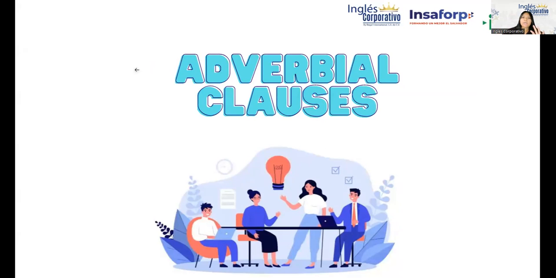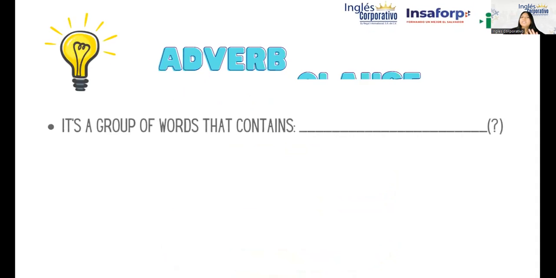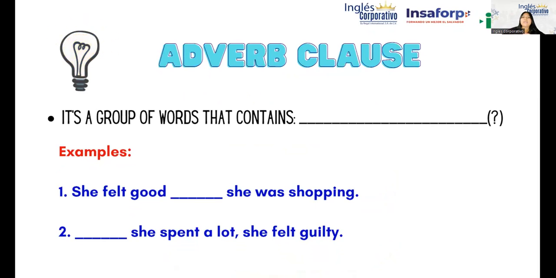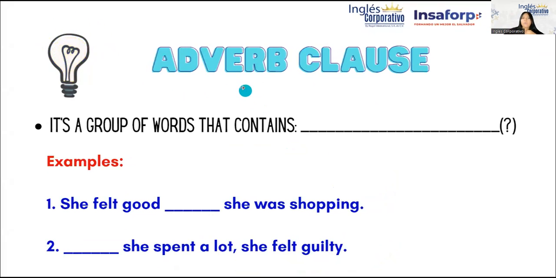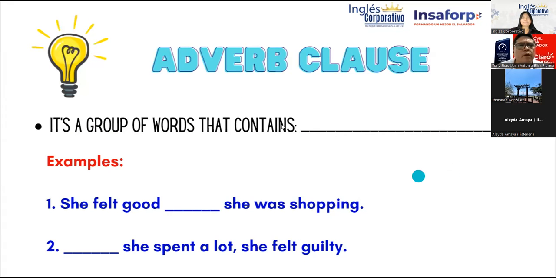All right. So we're going to start by talking about adverbial clauses. And what is a clause? Guys, when we say clauses, in order to make it easier, clauses are sentences, so basically sentences that have adverbs. So we are going to start by asking you, what is an adverb clause? Well, in this case, an adverb clause is a group of words that contains, what do you think? What do you think an adverb clause contains? An adverb. Yes, an adverb.